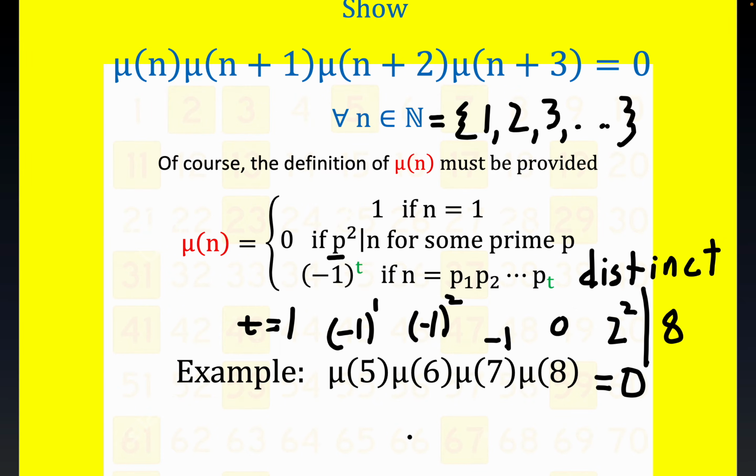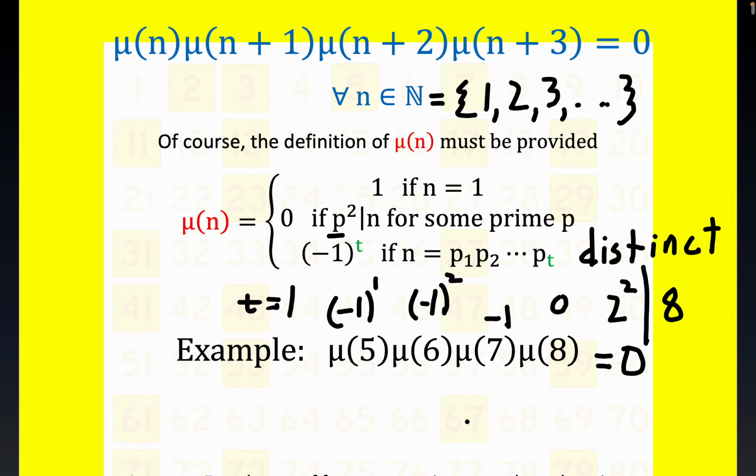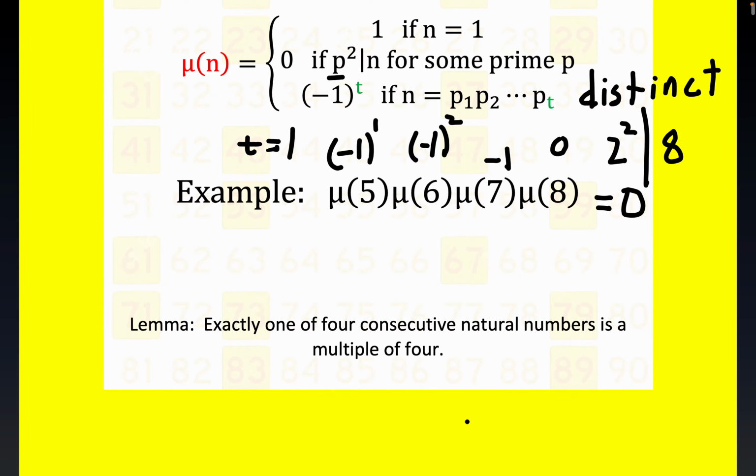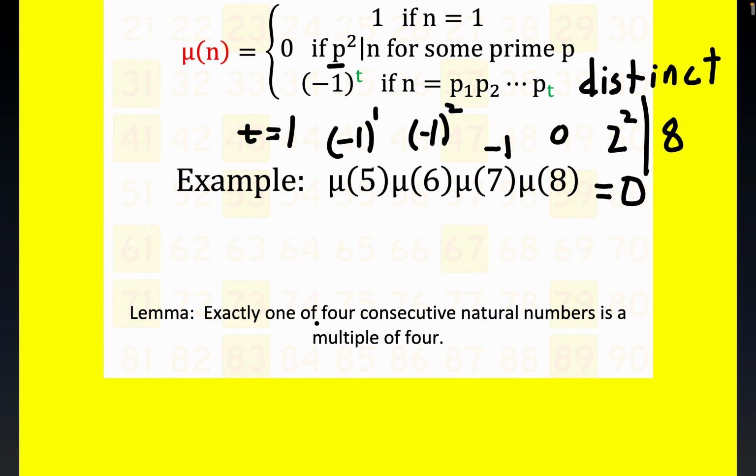All right, so it happened for this one, but this certainly does not constitute a proof for all n. Now let me write down a lemma here that's fairly clear. I mean, it makes quite a bit of sense. Exactly 1 of 4 consecutive natural numbers is a multiple of 4. And you can think of any of them you want, like if you did 11, 12, 13, 14.